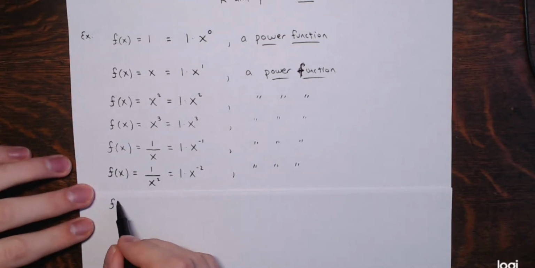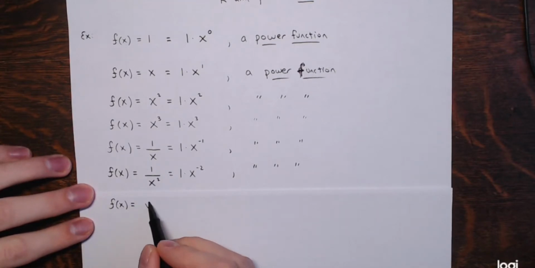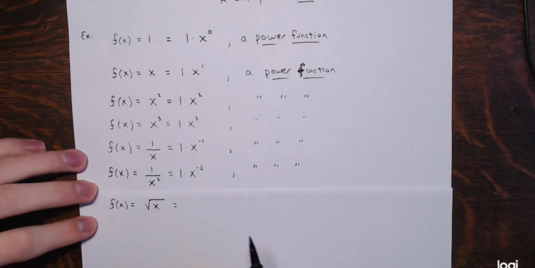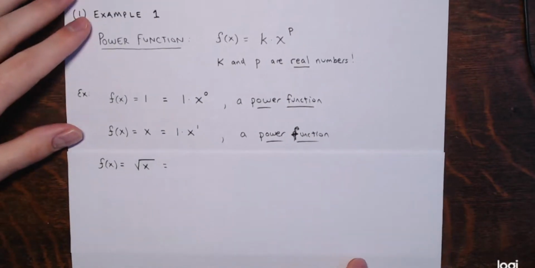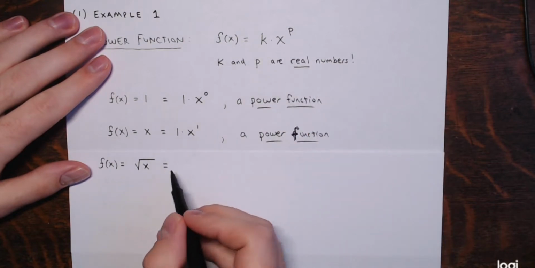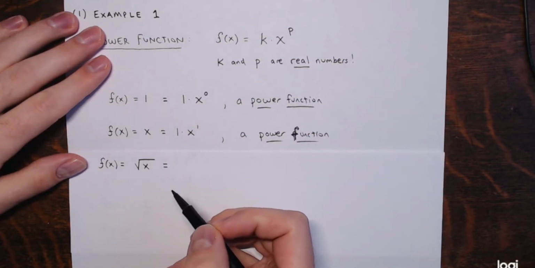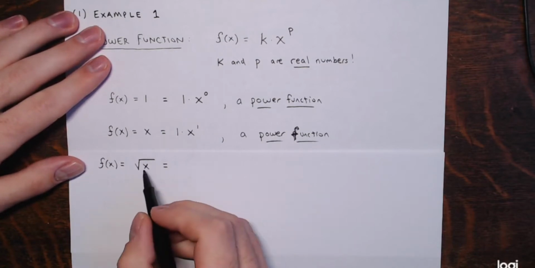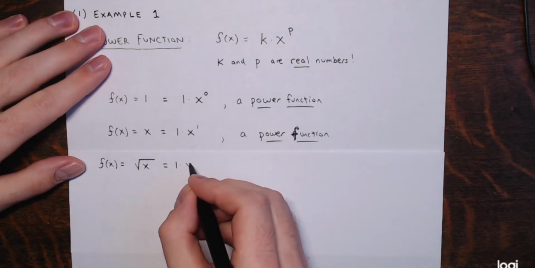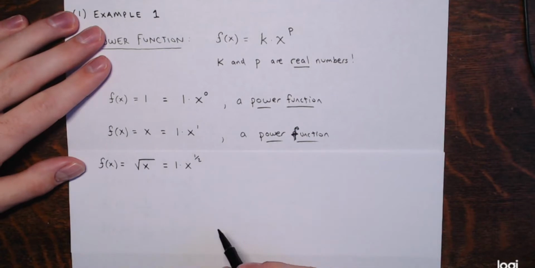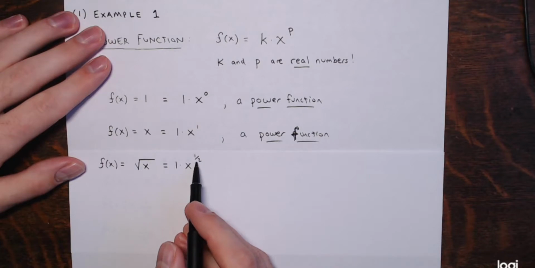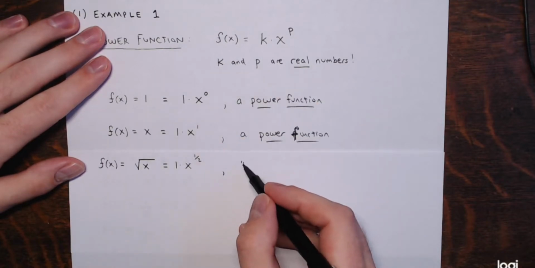F of x equals the square root of x. Now, it doesn't look like a power function right now, doesn't look like that form, but hopefully you remember your negative powers and fractional powers. I'm hoping you remember all that stuff. Because this is the same thing as 1 times x to the 1/2 power. So I have a number times the input variable to a real number power. This is a power function.